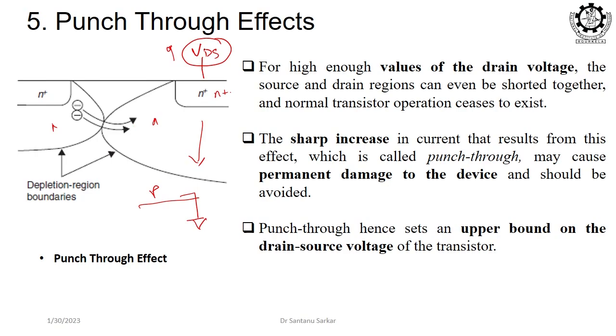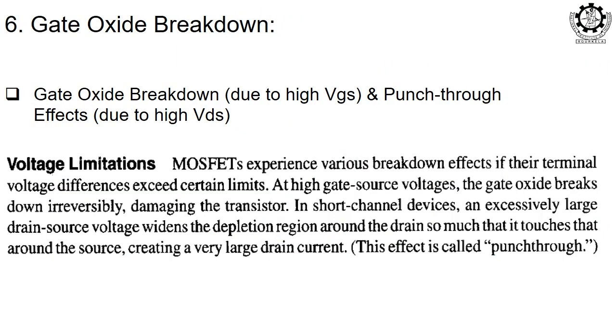Okay. So, generally this VDS creates an upper limit that you should not go beyond, so that punch through does not destroy your structure. Okay. At a high value of the drain voltage, the source and drain regions can be shorted together and normal transistor operation stops. This sharp increase in current results from this effect, which is known as punch through, and this may cause permanent damage of the structure, and this should be avoided. So, generally punch through sets an upper limit for the drain voltage. Okay. So, the specification should provide a drain voltage that you should not exceed. In case of punch through, it is happening due to high VDS.